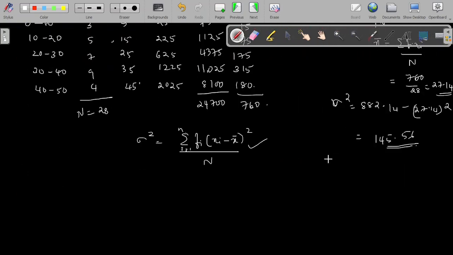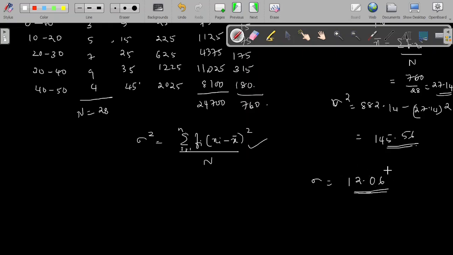Now in the second case, if it is asked to find the standard deviation, first you find the variance, then you find the standard deviation just by taking the square root of that variance. See here, if you take square root of 145.56, you will get 12.06. This is the standard deviation.